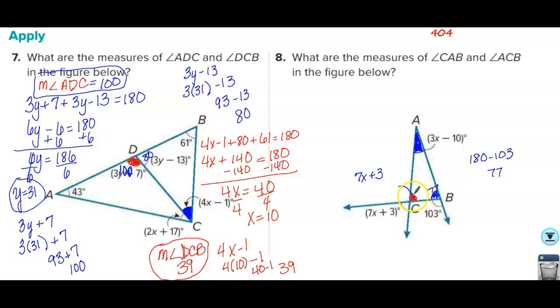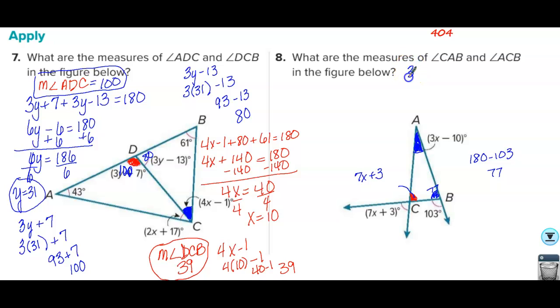And now I know this one is 7x plus 3 because they're vertical angles. This one's 77 because added to this one is 180. And then I can add it to this one and I can solve it. There probably is another way to do this, but this just happens to be the way I came up with.